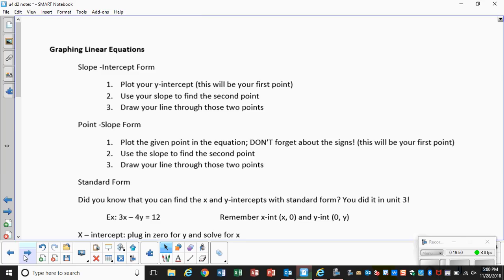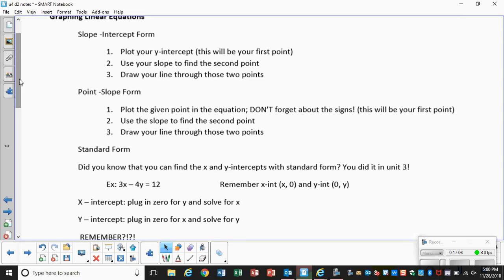And then the last page, I'm trying to make this quick, it's just information on graphing linear equations. You guys have had practice with graphing before, so it's not a foreign concept, but I didn't want to do a bunch of examples and then a bunch of try on your own. So I just kind of did notes. For slope-intercept form, if you're going to have to graph that, the first thing you want to do is plot your y-intercept. That's going to be your first point.